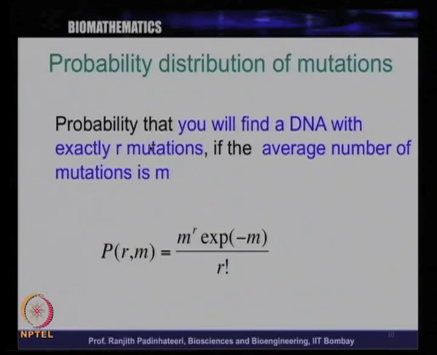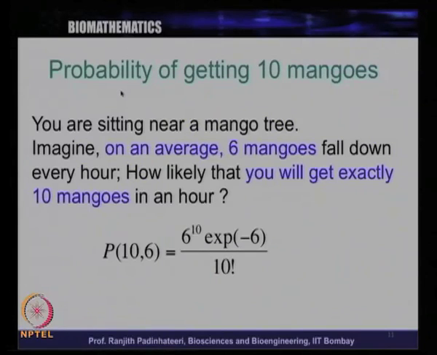Now, we can think about the probability of getting mangoes. So, let us say that you are sitting under a mango tree and you see that mangoes fall down. Every day at some point you go and wait for 1 hour near a mango tree and you see that some number of mangoes fall down. Let us say the first day you waited for 1 hour and you got 3 mangoes. The next day you waited for 1 hour near the mango tree and you got 8 mangoes.